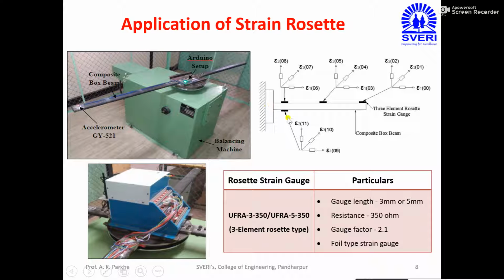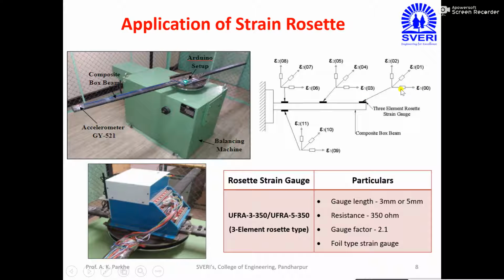So here, if you go through this particular figure, this small black rectangle represents the strain gauge pasted at the different locations. But their detailed figure is represented here. So this particular figure represents that at this particular point the three strain gauges are pasted.